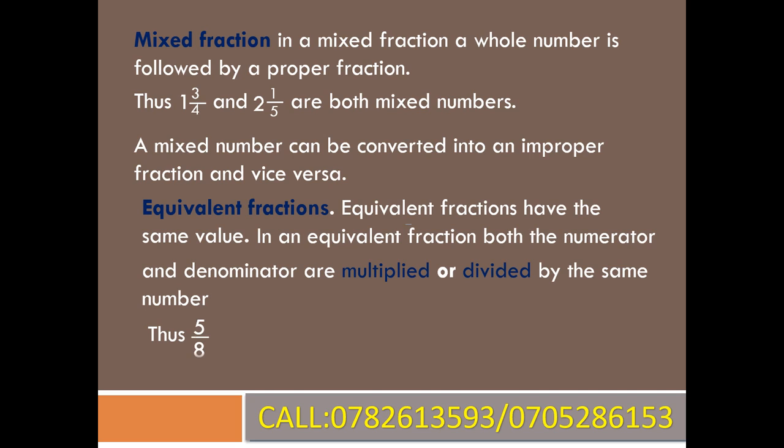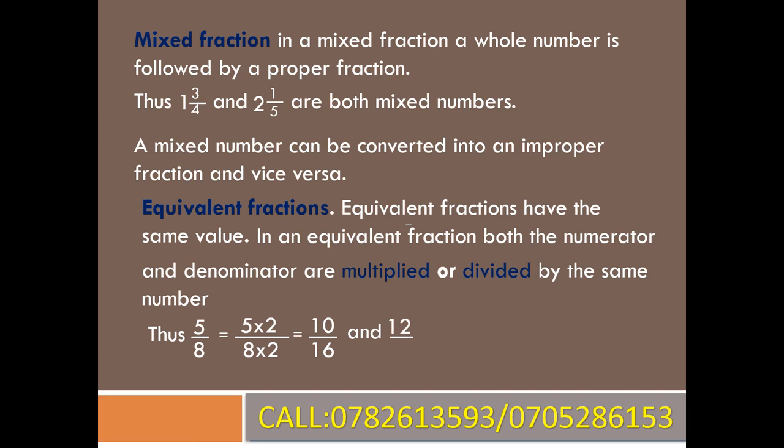So once you check 5 out of 8, I can multiply the 5, which is actually the numerator, by 2. I also multiply the denominator, this 8, by 2, and this will take us to 10 out of 16. So what does it mean? That 5 out of 8 is actually equivalent to 10 out of 16. 5 out of 8 and 10 out of 16 are actually equivalent fractions.